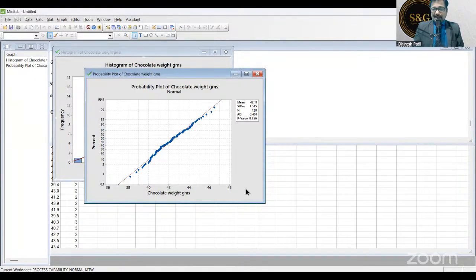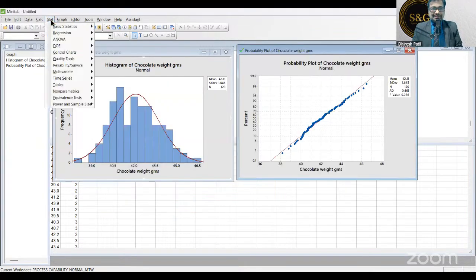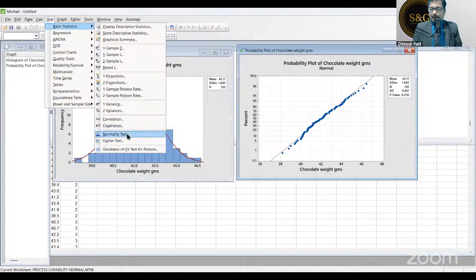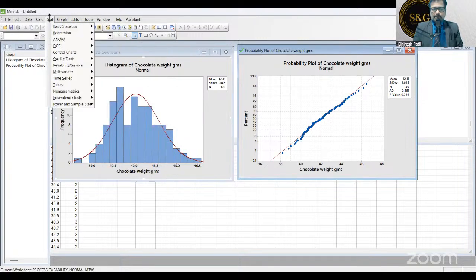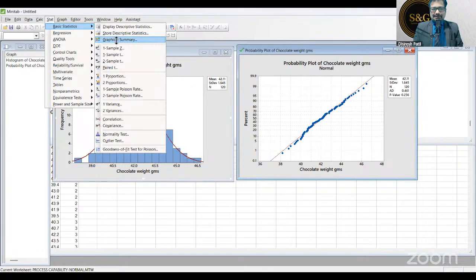Yeah, Sarthak, that's what I'm doing. I'm just repeating the same stuff again. Do you want me to repeat again? Which step exactly? Is it stat, basic statistics, normality test? Just write this down. It's okay. Just have a look at it. Okay. Stat, basic statistics, normality test.